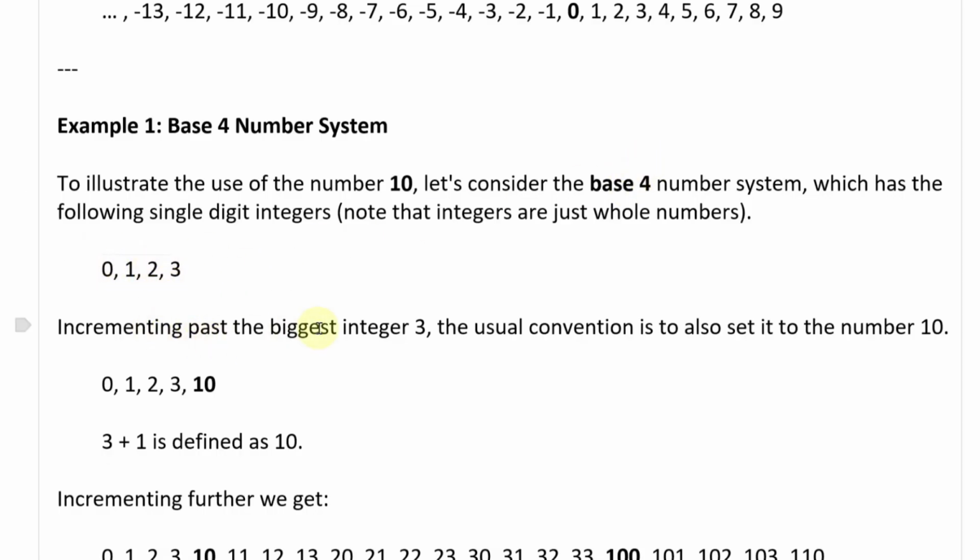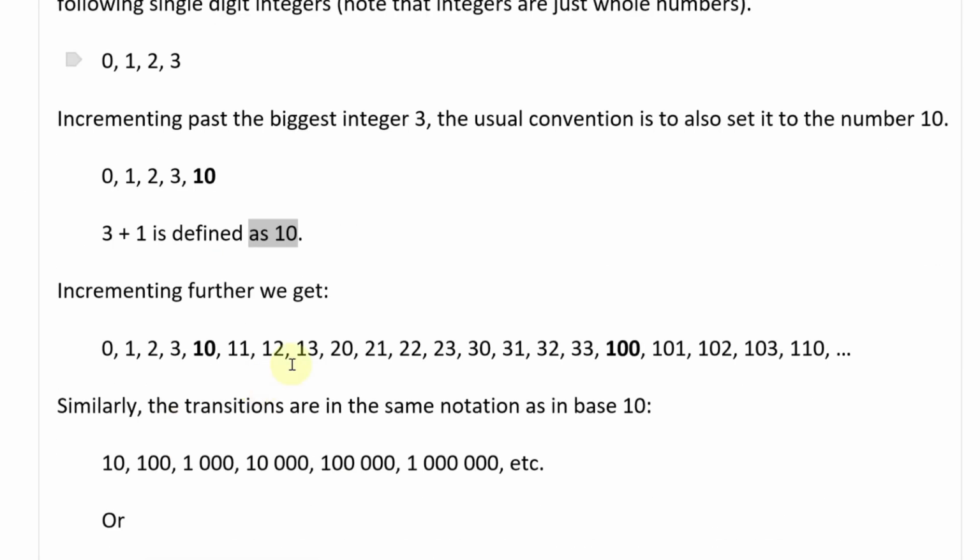And now incrementing past the biggest integer, 3, the usual convention is again to set it to the number 10. So 1, 0, we just restart. So 0, 1, 2, 3, and then 10. And 3 plus 1 is defined as 10 in the base 4 number system. And incrementing further, we get the usual, as expected. So we have 0, 1, 2, 3, and then 10.